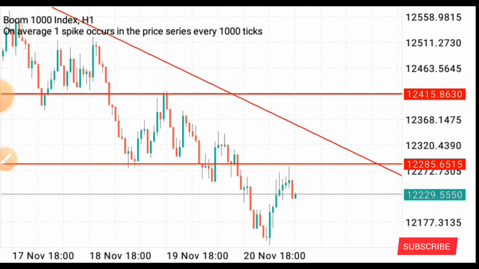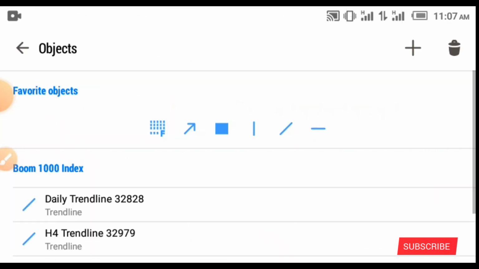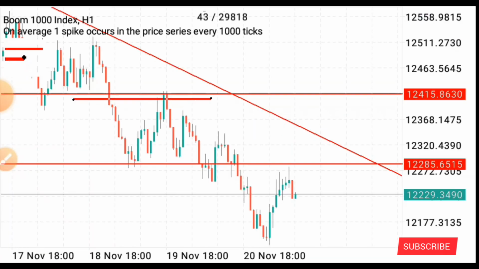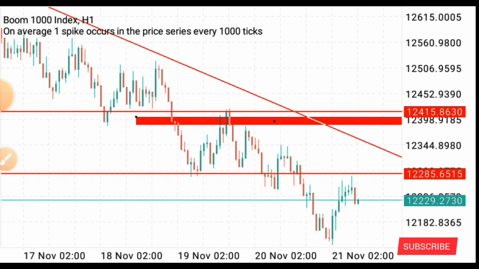After marking it with your trend line, you know this is a zone. It's not a line, it's a zone. So make sure you also do that. Here I go to my tool again, then I bring my rectangular zone identifier, whatever you guys call it.